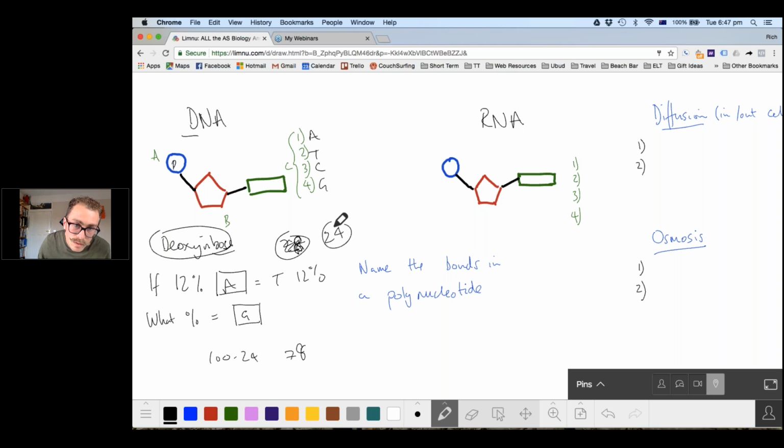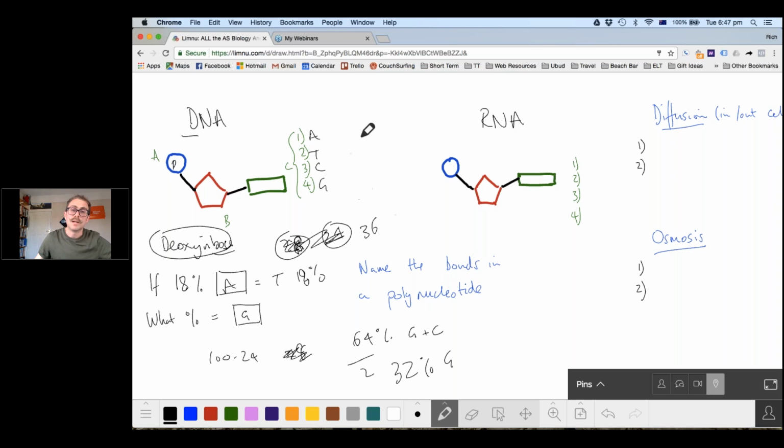This is 24. 12, 24. Maybe my numbers don't work. I just made this up off the top of my head. Let's make this 18%. So that means this is going to be 18%, which means this is going to be 36%, which means 64% is going to be C and G combined. So we divide it by 2 and end up with 32% G or C. That's how you do those. They all come up quite nicely.